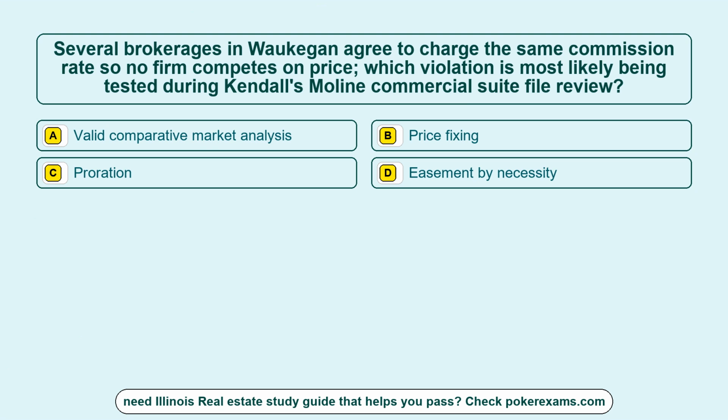Question 2. Several brokerages in Waukegan agree to charge the same commission rate so no firm competes on price. Which violation is most likely being tested during Kendall's Moline Commercial Suite file review? Option A. Valid comparative market analysis. Option B. Price fixing. Option C. Prioration. Option D. Easement by necessity.